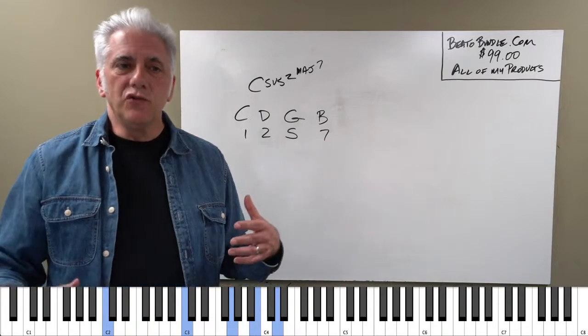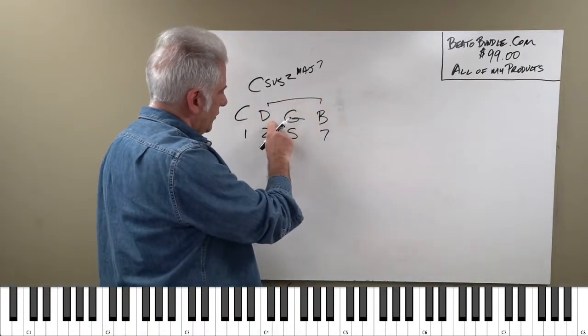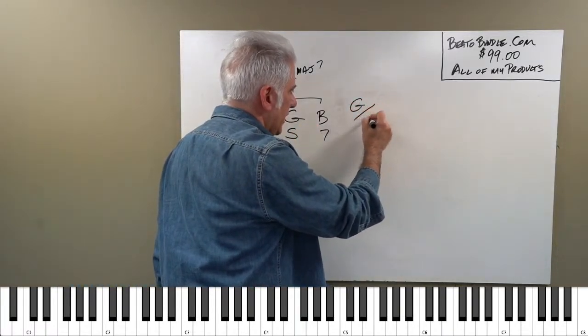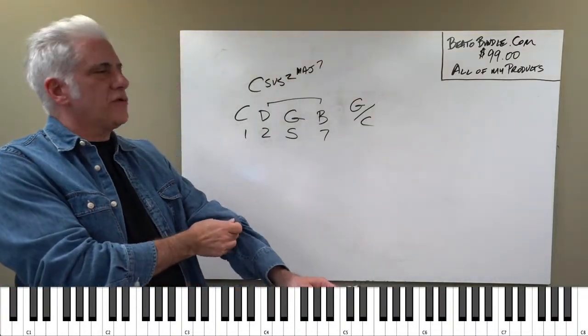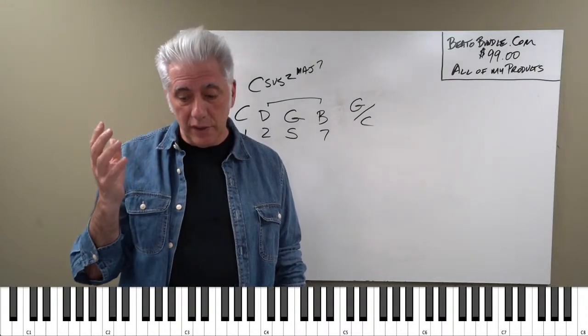So I would call that G, because this is G major in second inversion here. I would call that G over C. It's easier to write it that way than to say C major 7 sus2. But that's what it is to the ear. Okay, if you're going to learn these songs.